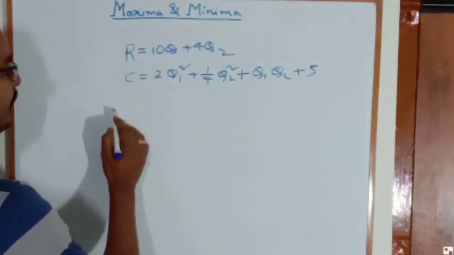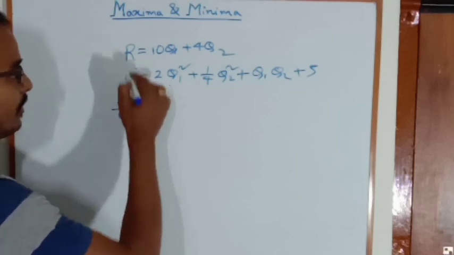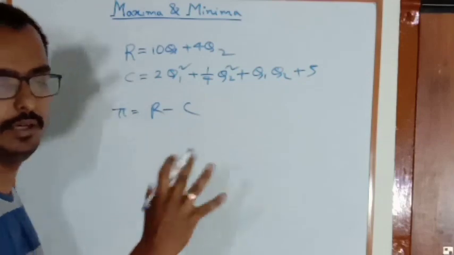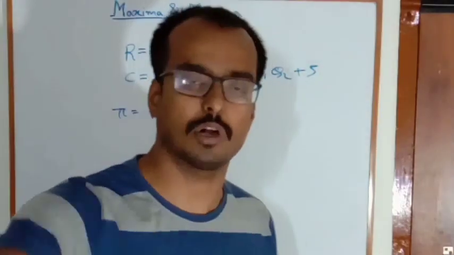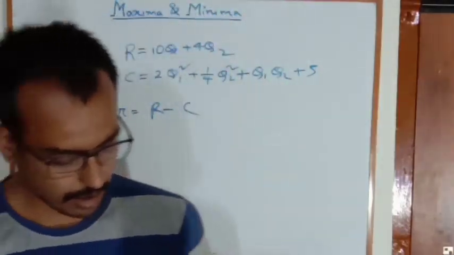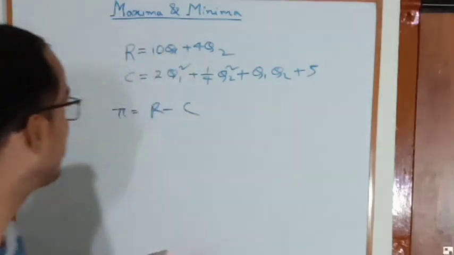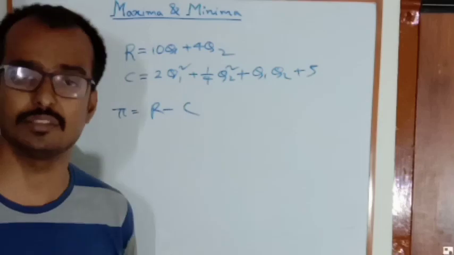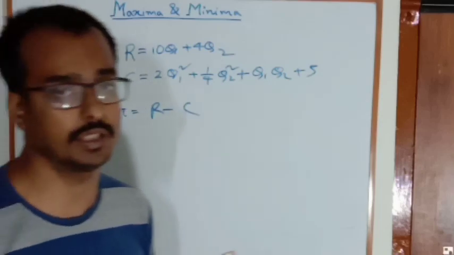You just have to find the profit equation, π = TR − TC, that means R minus C, reduce the equation and go for optimization, maximization of profit with respect to Q1 and Q2. The conditions you know: first order condition, second order condition.